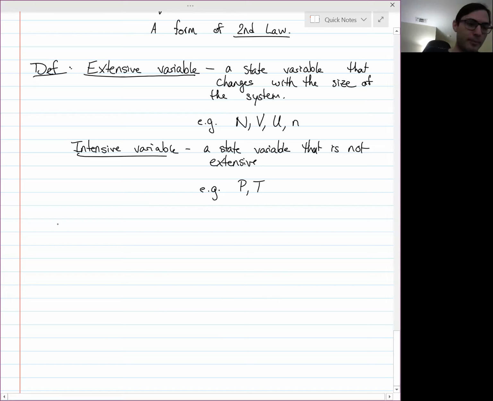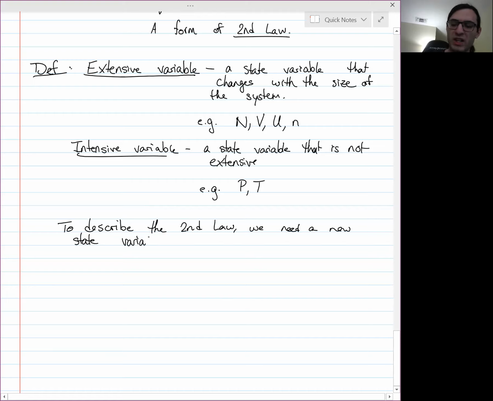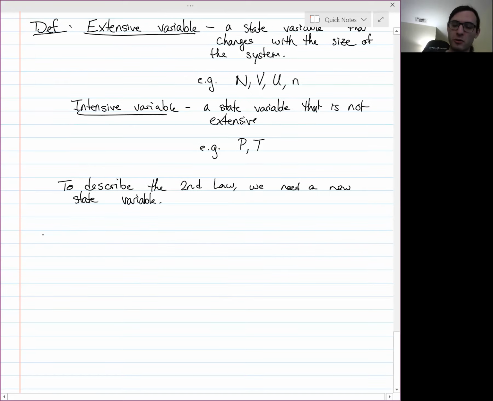So to describe the second law mathematically, just like how we had delta U is Q minus W, we need a new state variable, one that we haven't seen yet. We need a state variable that in some sense encodes why this pocket knife just doesn't suddenly cool off and jump in the air. So we're going to talk about entropy.